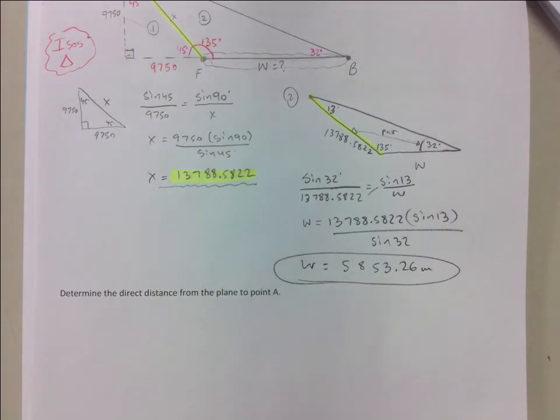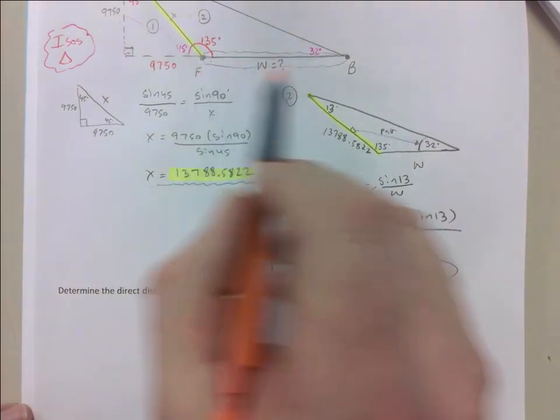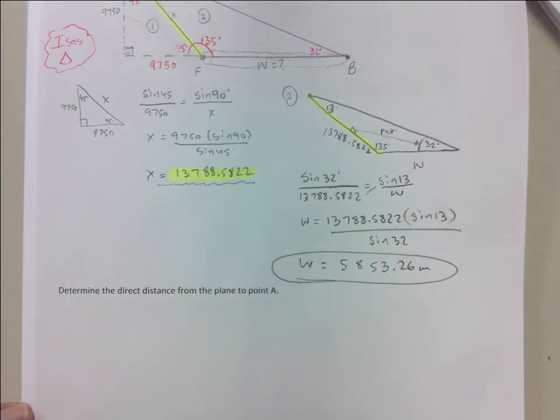Direct distance from plane to point A. Where is point A? Oh, A and B. I call it F and B. We'll just leave that one.